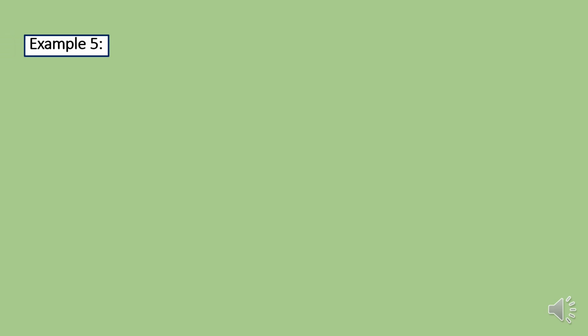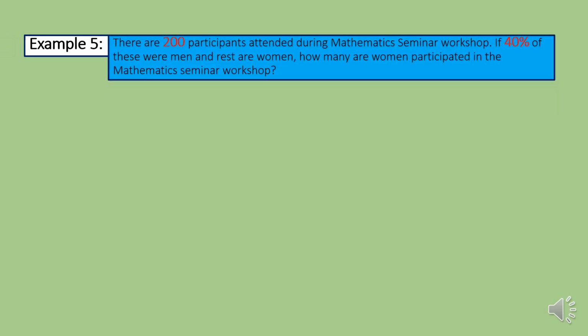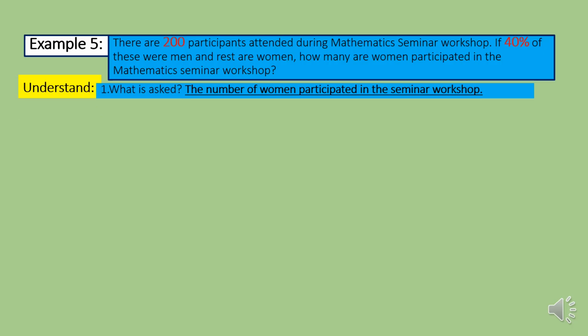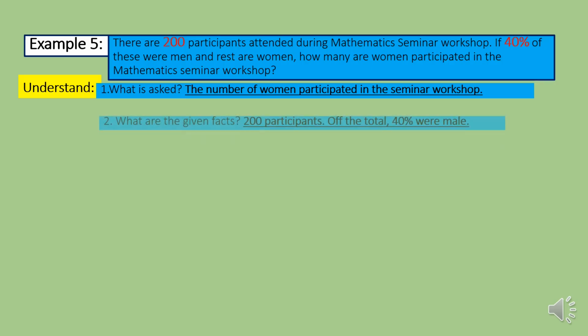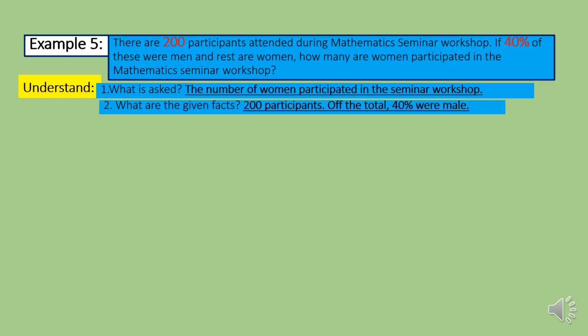Example of word problem. There are 200 participants attended during mathematics seminar workshop. If 40% of these were men and rest are women, how many women participated in the mathematics seminar workshop? To understand what is asked, the number of women participated in the seminar workshop. What are given facts? 200 participants. Of the total, 40% were male.